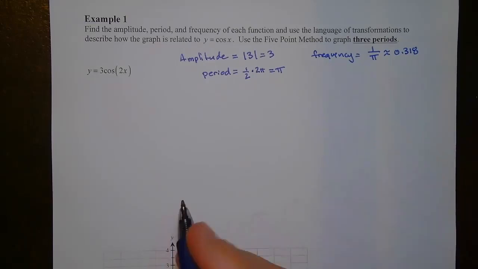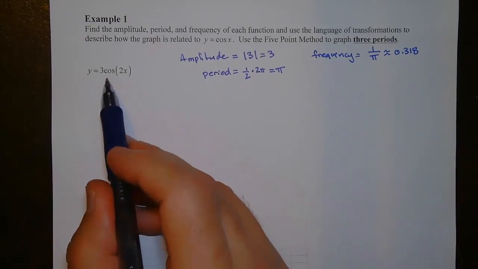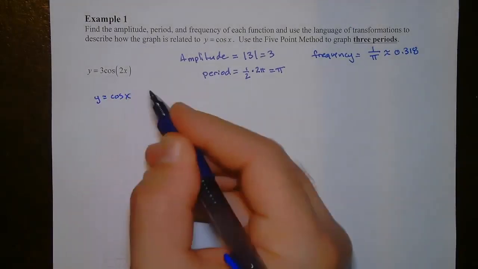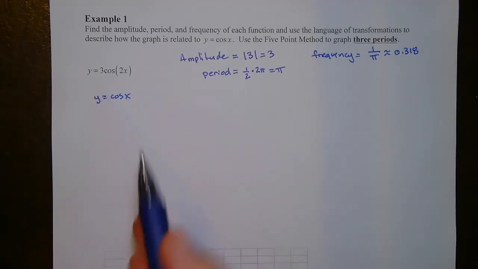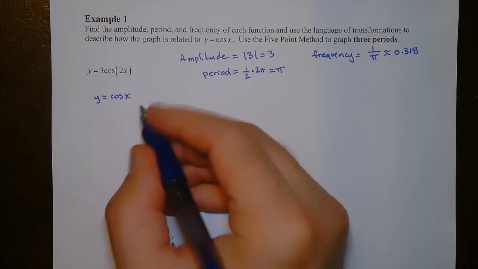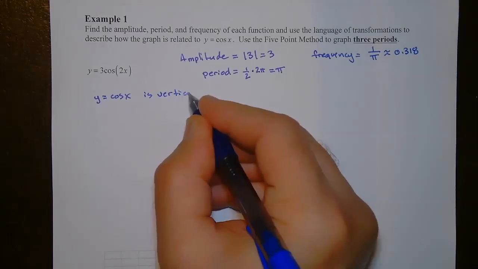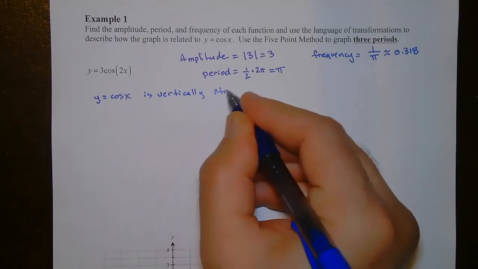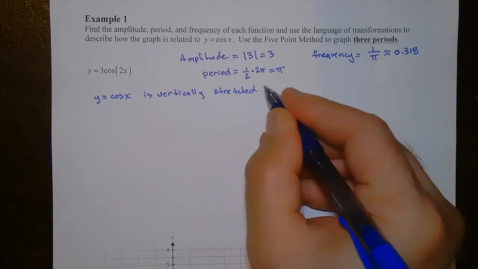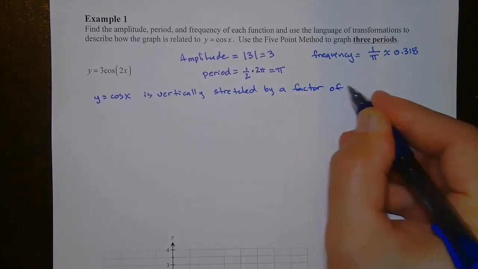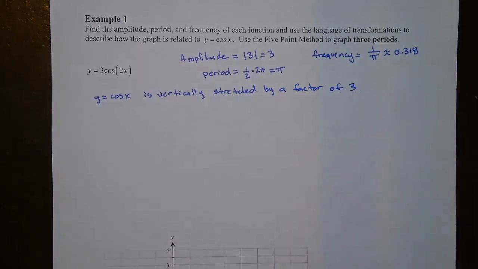All right, so now let's talk about the description. So we've taken y equals cosine x, that's the parent function. And the 3, we're gonna vertically stretch it by a factor of 3. So y equals cosine x is vertically stretched by a factor of 3. Now what that means is all my y coordinates are going to be tripled. They're going to be 3 times what they were before.